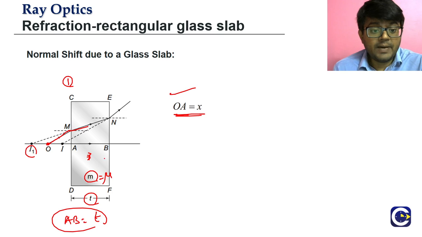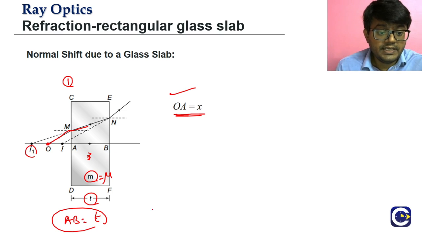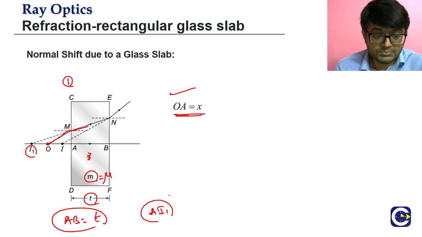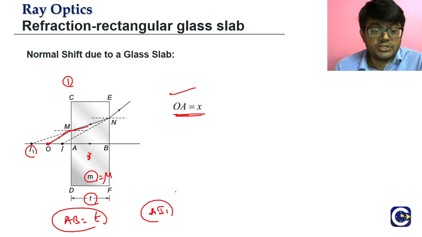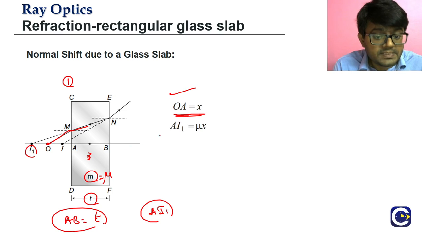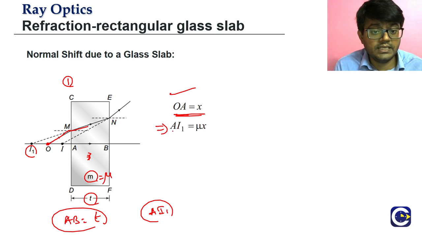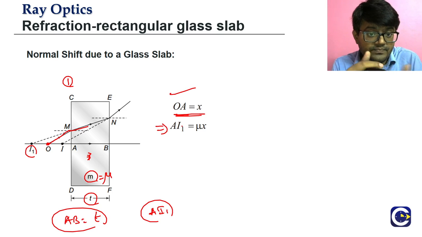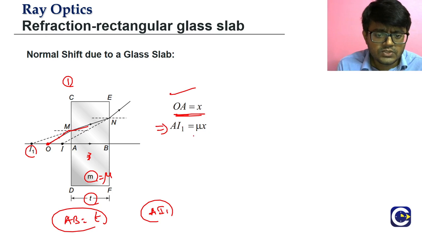Now the apparent position is AI1. AI1 will be the apparent position. This is like apparent height. Apparent height will be mu times the original height. This is something that we have already talked about in the case of apparent height, when we are seeing things from a denser medium to objects in a rarer medium. What we see is that things will appear to be farther from their actual position. So AI1 will be equal to mu times x.